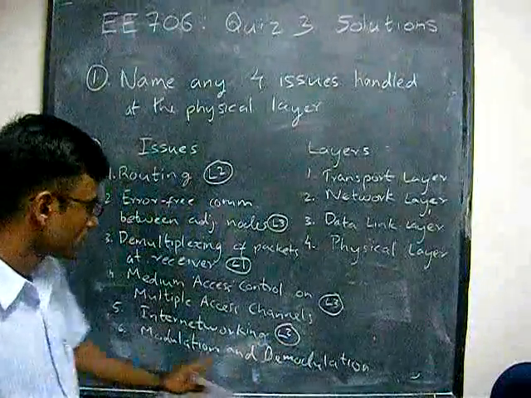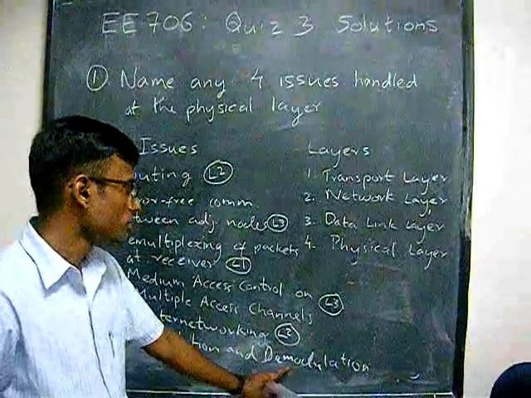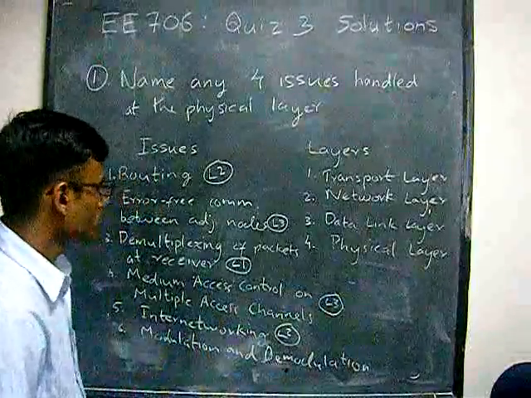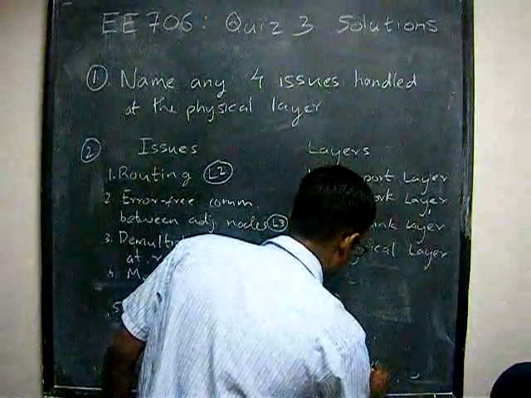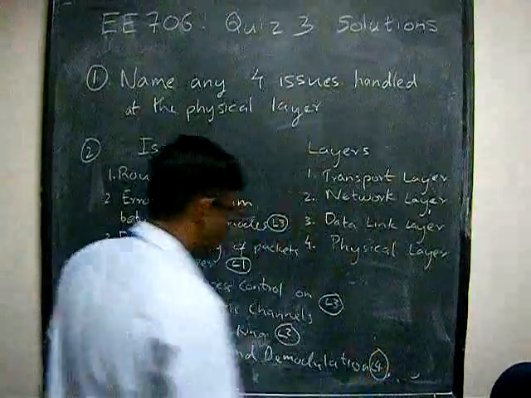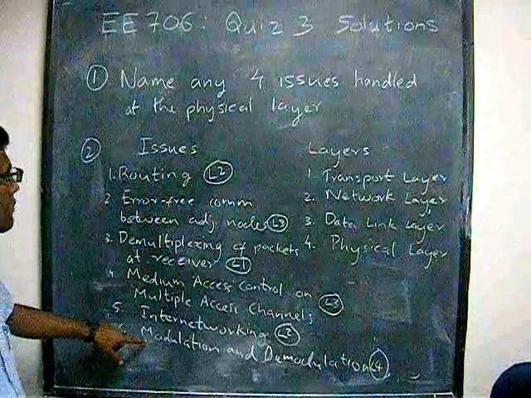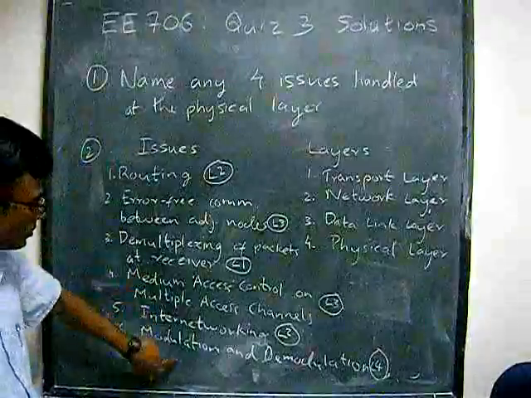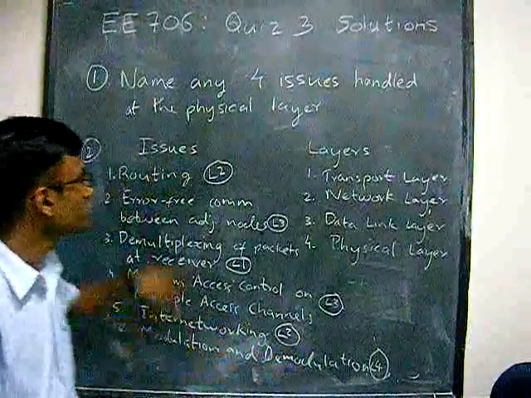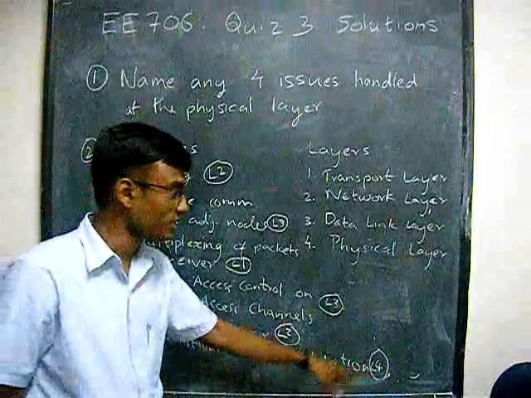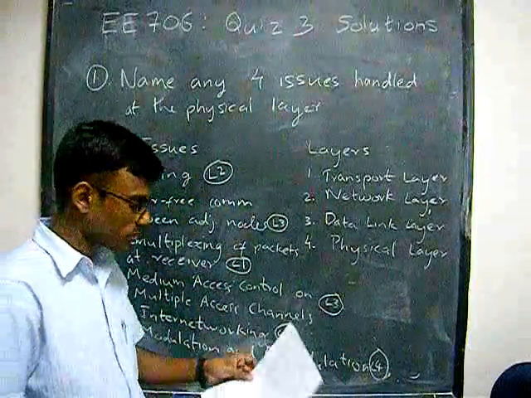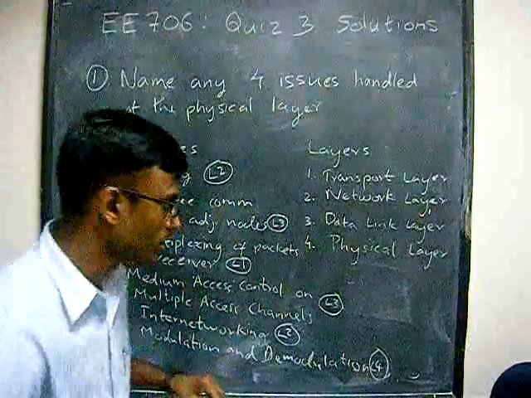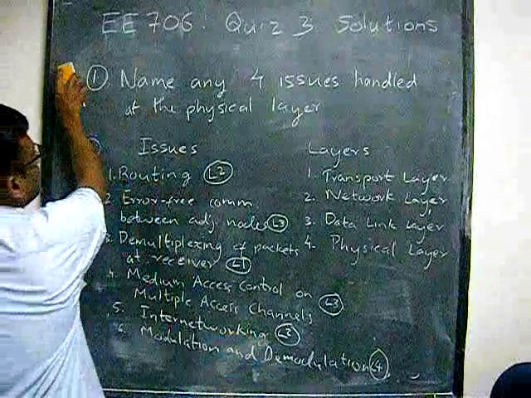And the last one was modulation and demodulation. This one is handled at the physical layer. So effectively, I found that for the first question, the first 2 issues were modulation and demodulation for most of you. So you had to think of only 2 more issues for the first question. Those are questions 1 and 2. So let's look at the next question.